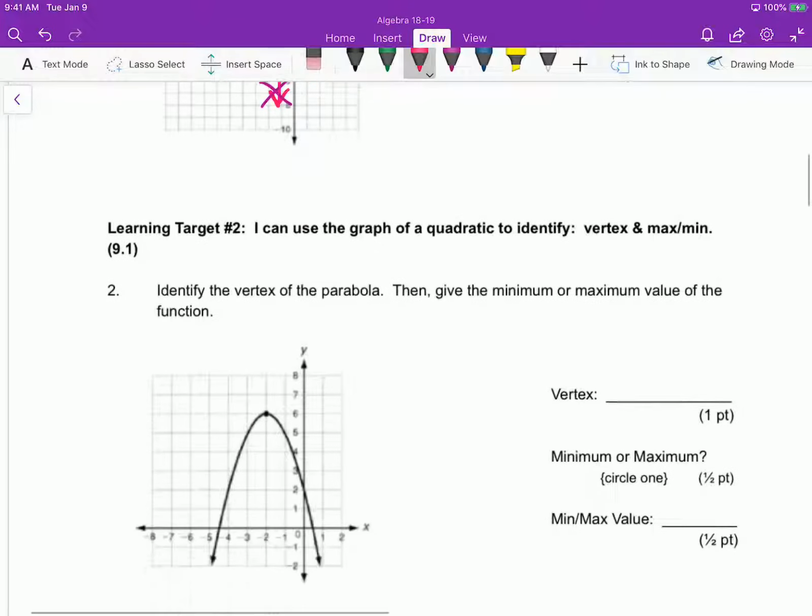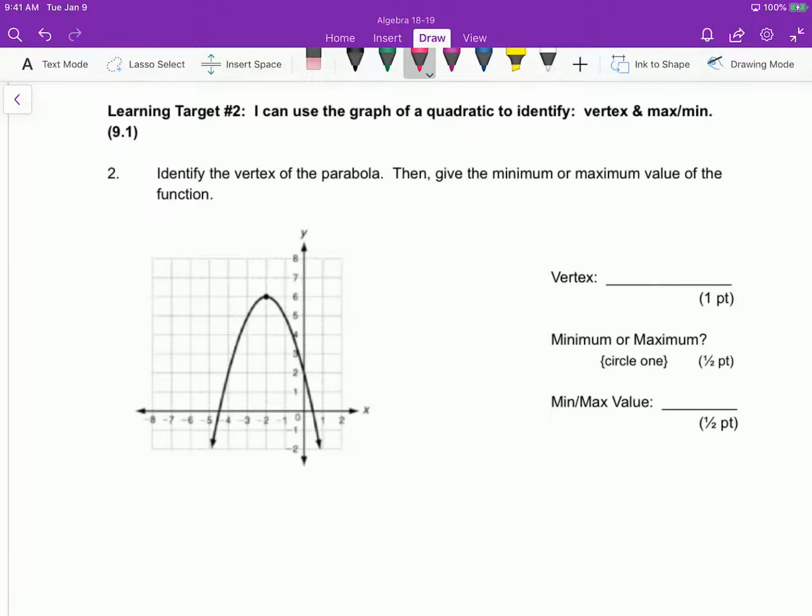All right, number 2. They give us the picture and ask us a bunch of questions. Identify the vertex. Well, there it is. And the vertex is a point. So it's asking for both the x and the y. So that point there is (-2, 6).